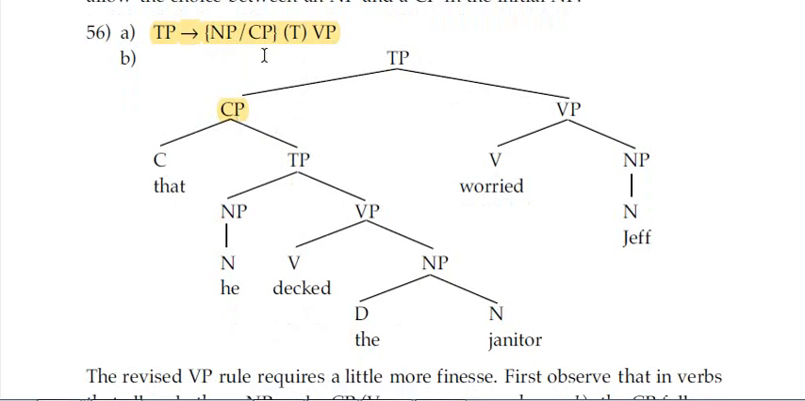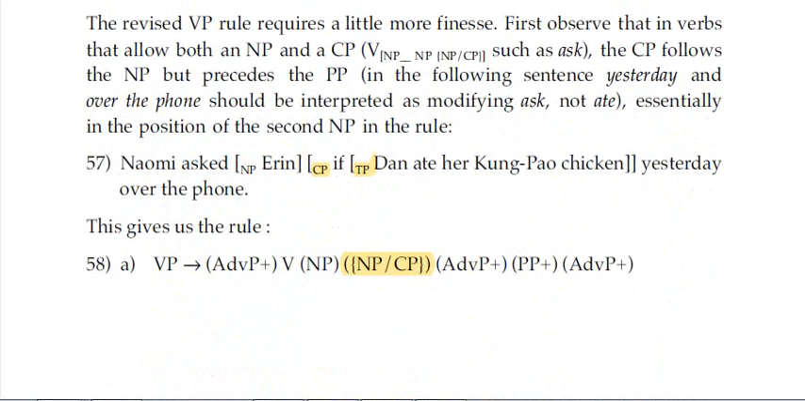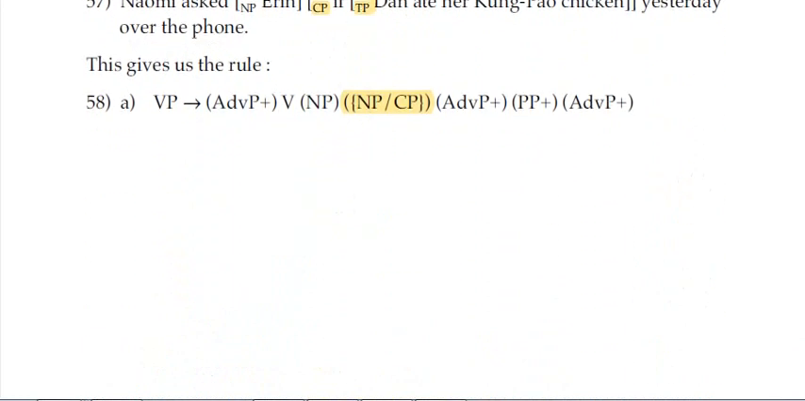Misalnya, this is the example. Nah, kenapa optional? Karena bisa jadi ada CP dalam subjeknya. For example, like this one, that he tagged the janitor worried Jeff. So the subject consisting of CP. So that's why the subject can be either noun phrase or complementizer phrase. Okay. Alright, so we have also this rule.